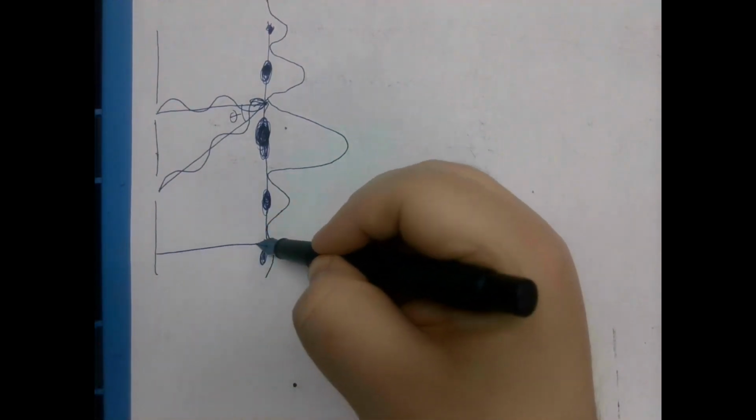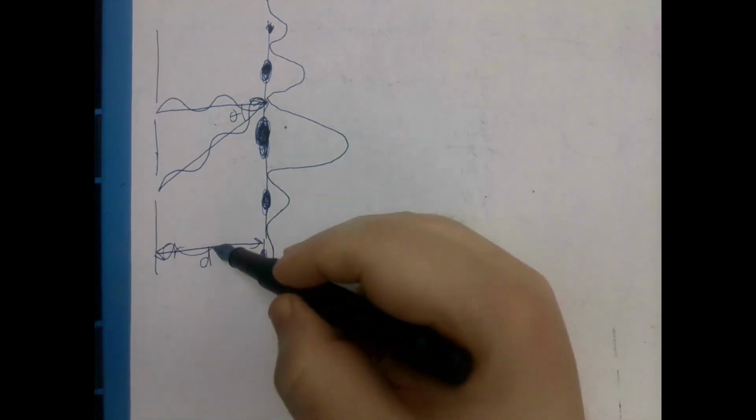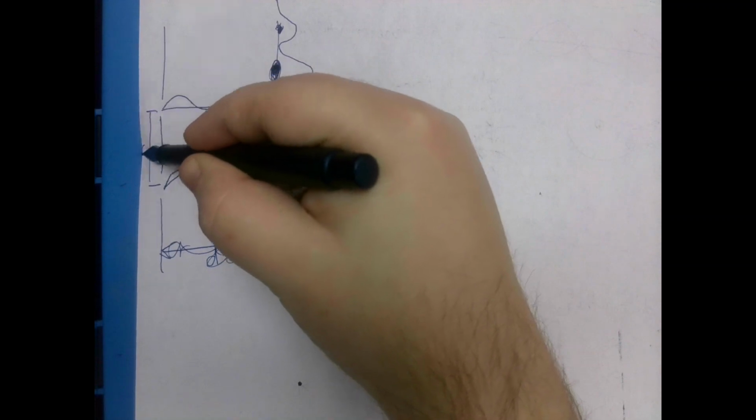And let me look up the equation. Diffraction equation. So, we have some distance here. Nope, never mind. We have some distance here between the slits. I'll call it d.